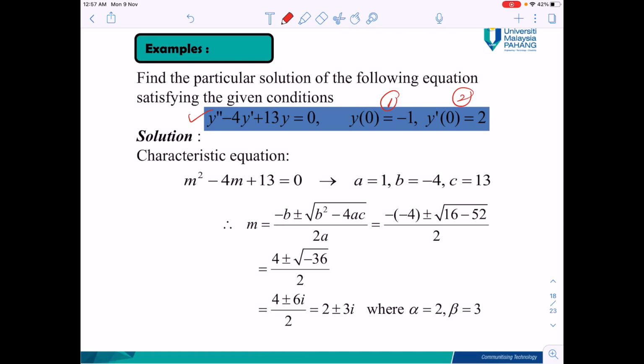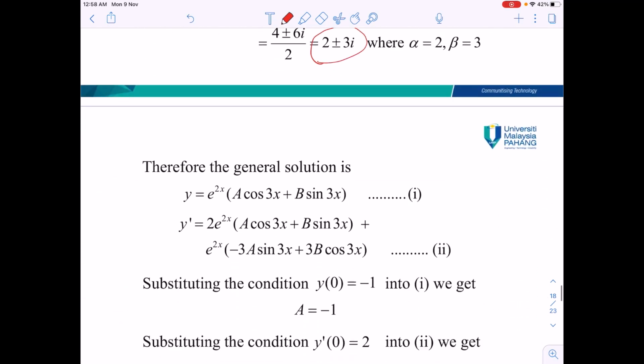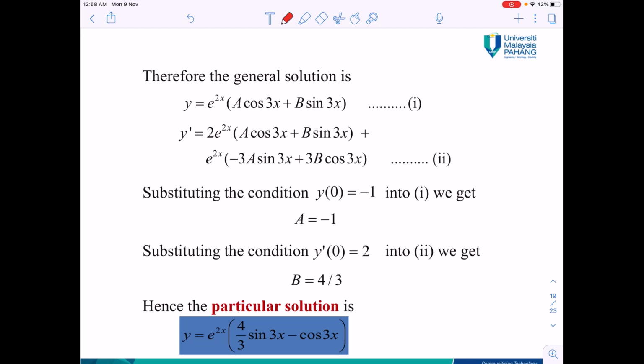As usual, you have to find the characteristic equation first. We have this one, and then use your calculator. Actually, you don't need to calculate this one manually, just go to the answer. So you will have 2 plus minus 3i. This is case number 3, which is a complex root. So this will become the answer. The alpha just now equals to 2, the beta equals to 3. So this one will be the answer.